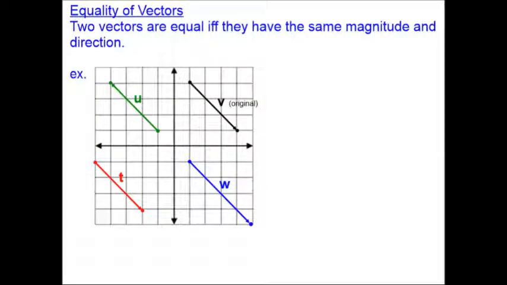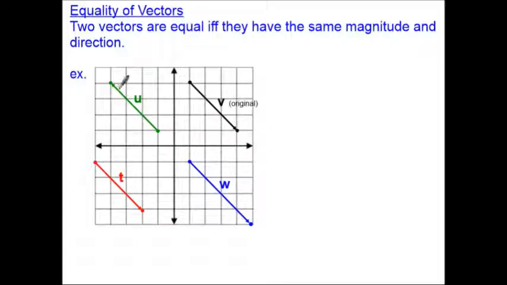One thing to keep in the back of your head, not critically important, is the equality of vectors. Two vectors are equal if and only if they have the same magnitude and direction. Take a look at V as an original vector here. I've got 3 other vectors, and some are maybe equal and some aren't. At a glance you might think U is equal because it looks pretty much identical, but notice that it starts in the bottom right and goes to the upper left.